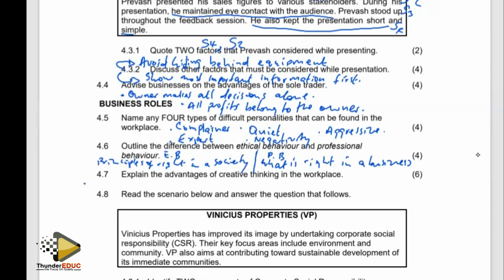Okay. Complex business problems may be solved, improves motivation amongst staff members.